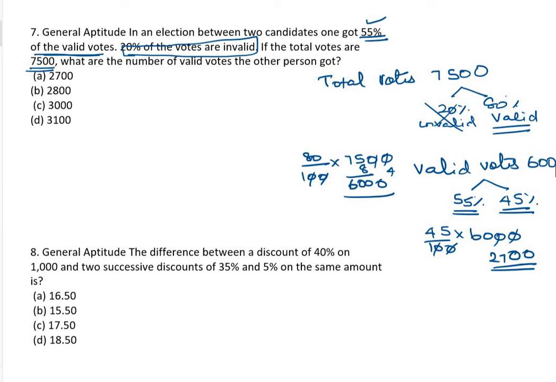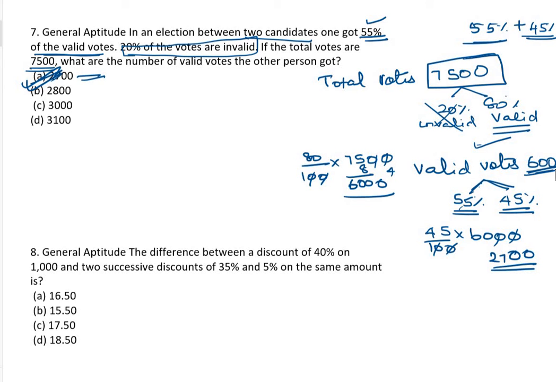The question is, in an election between two candidates, one got 55%, meaning the other one got 45%, because the total is 100. 20% are invalid, so you remove those votes from the total, that is important. So what about the 80%? 80% of votes means 6,000. From 6,000 we have to split it into 2, 55 and 45. The votes are 2,700. The answer is A. Okay.